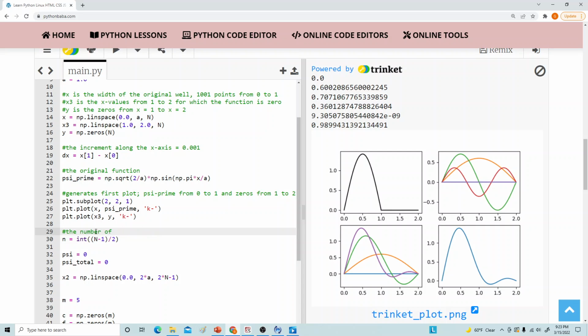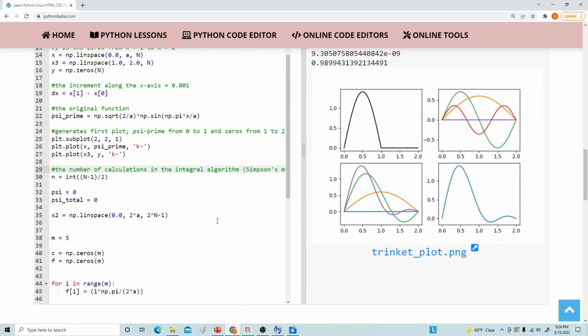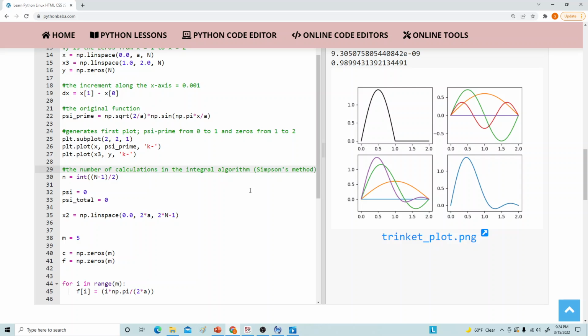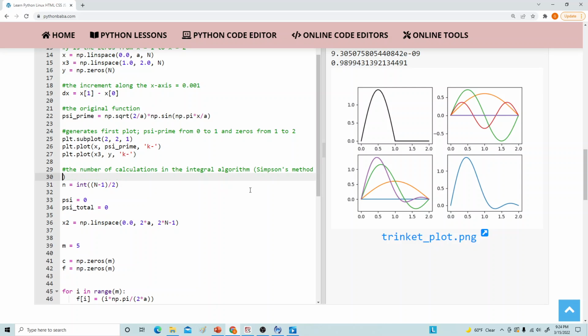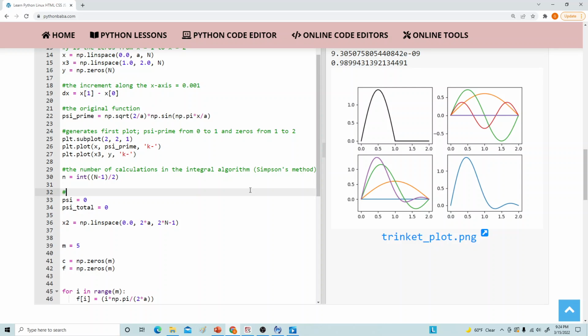let's call it calculations. So we're using Simpson's method for the integration. Okay, so these are going to be placeholders.